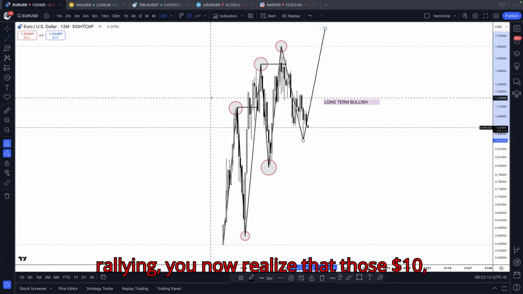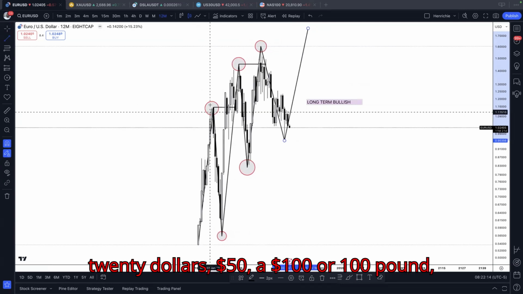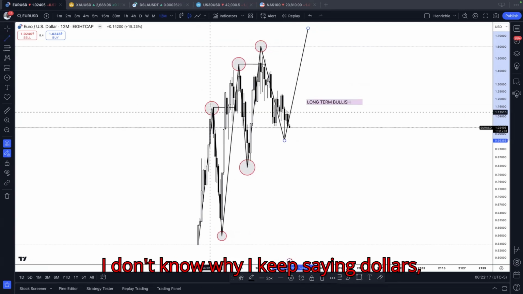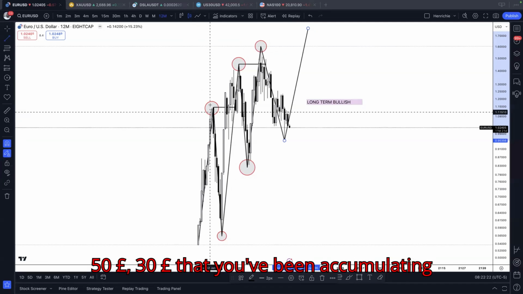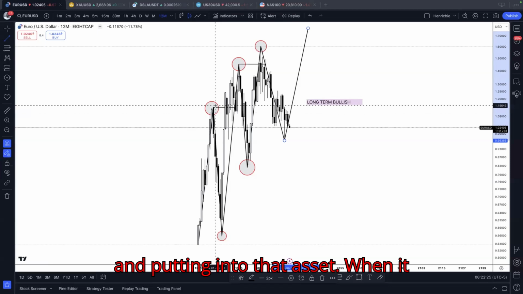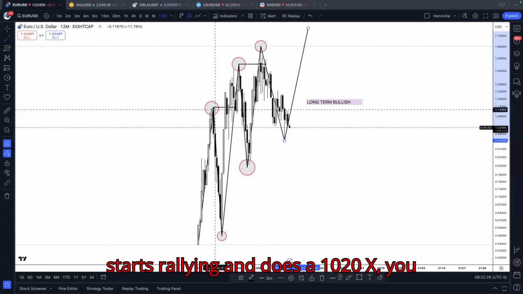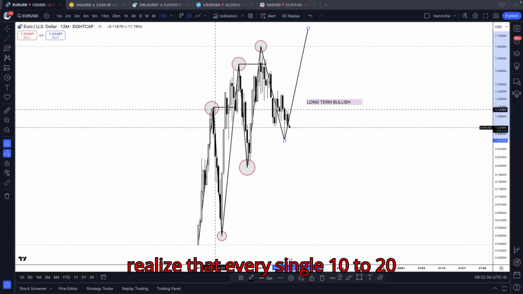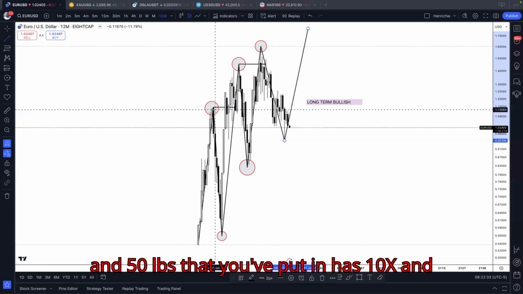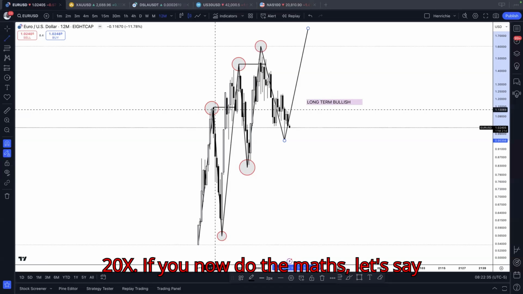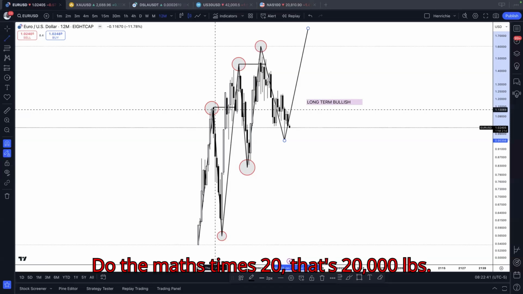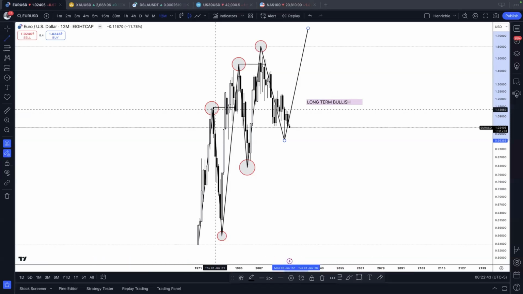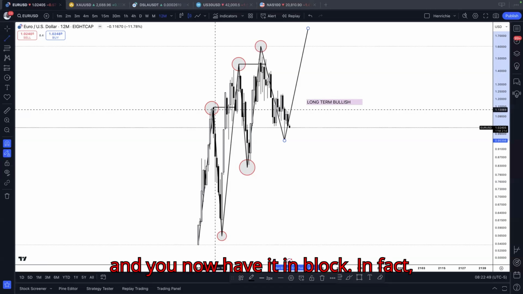And when it starts rallying, you will now realize that those $10, $20, $50, $100, or £100. I don't know why I keep saying dollars, but it's pounds. So those £20, £50, £30 that you've been accumulating and putting into that asset, when it starts rallying and does a 10, 20x, you realize that every single £10, £20 and £50 that you've put in has 10x and 20x. If you now do the maths, let's say you've put in a total of £1,000. Do the maths times 20. That's £20,000. That is literally what they pay people for a whole year of work. And you now have it in one block.